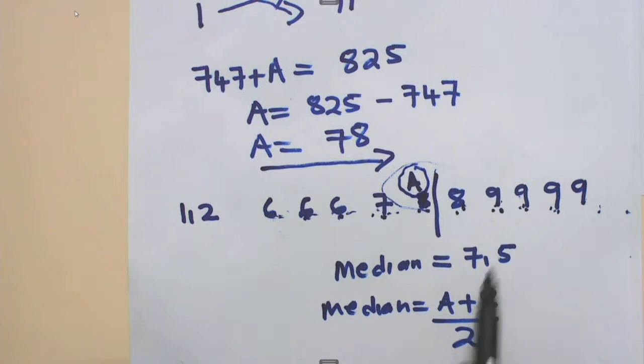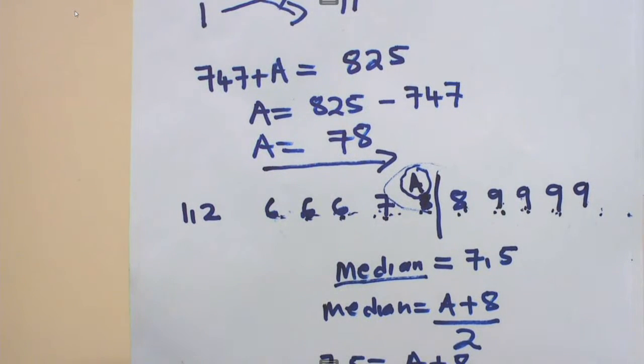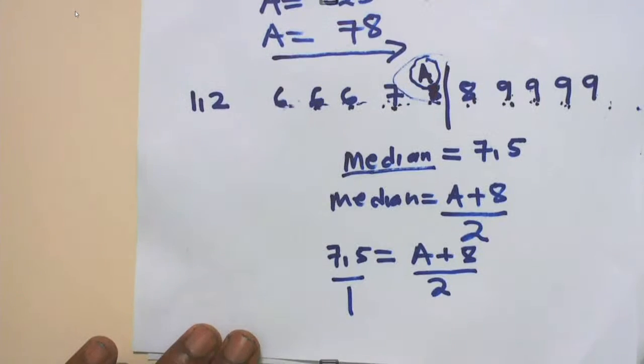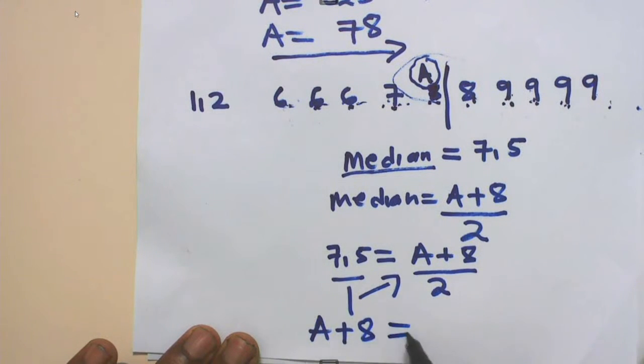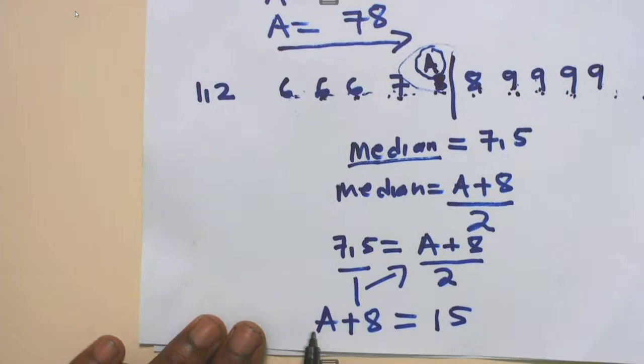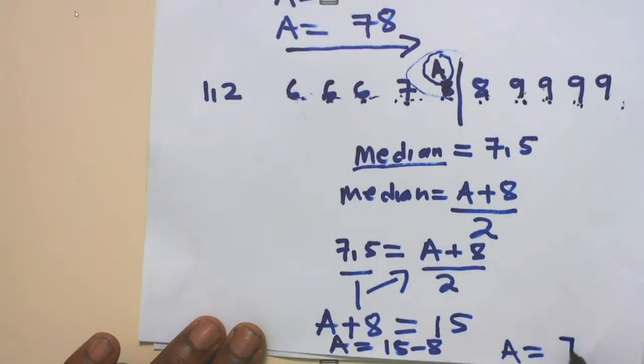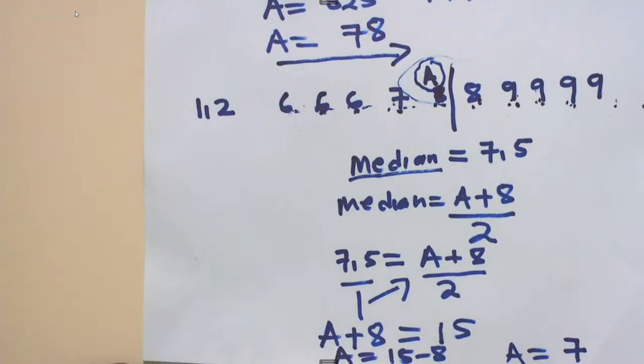So for us to do that, we say, okay, the median is given as 7,5. 7,5 is equal to A plus 8 divided by 2. And then we put 1 here, remember, and apply cross multiplication. 1 multiplied by A plus 8. It's A plus 8 is equal to 7,5 multiplied by 2. It will give us 15. For us to get the value of A, we say A is equal to 15 minus 8. It means the size of that learner A will be equal to 7. So that's how we manage to get the value 7.